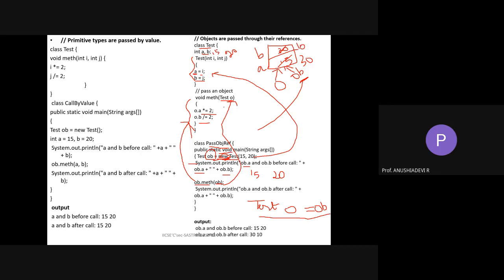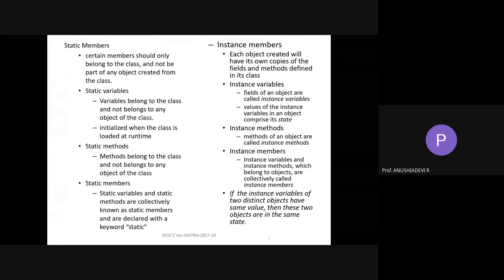And then after that, it will print 30 and 10. Got it? Okay. Next part, static member and instance member.